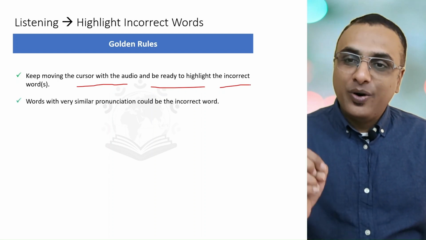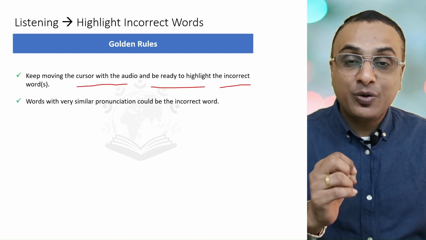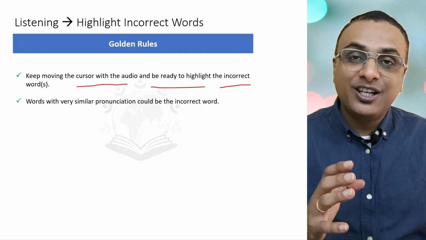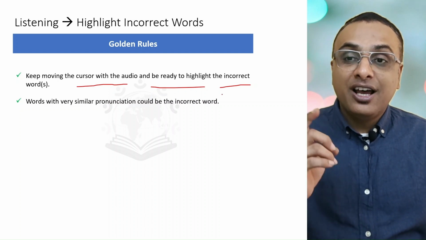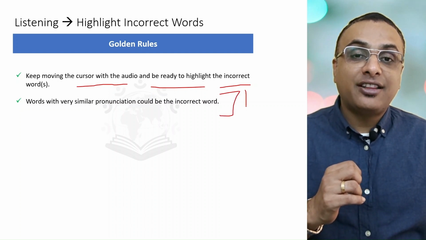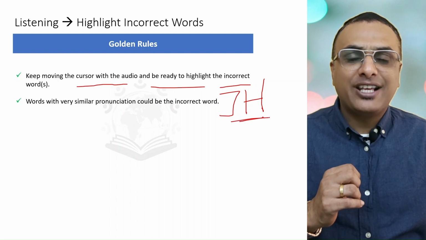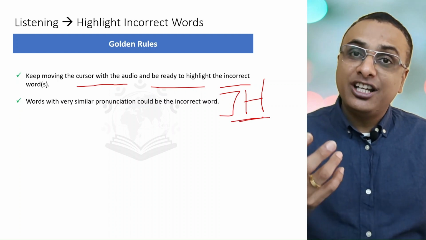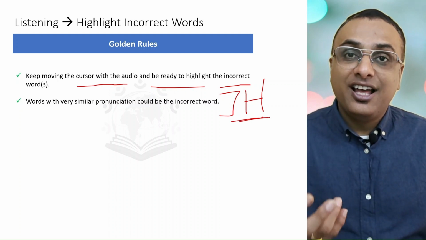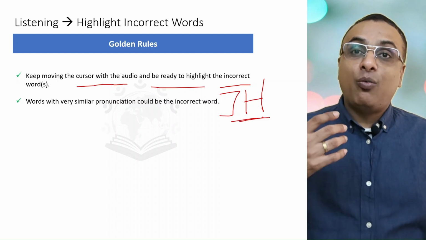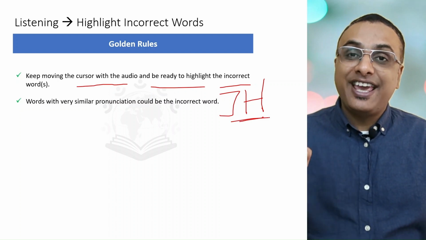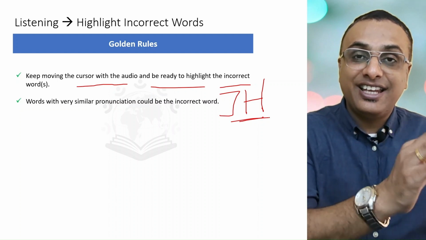Next, words with similar pronunciation could be the incorrect word. This is the clue over here, folks. What are similar sounding words? It is nothing but homonyms. For example, something like knew, new, lesson, lesson. They may sound similar, but what is the difference between them? It is K-N-E-W versus N-E-W.